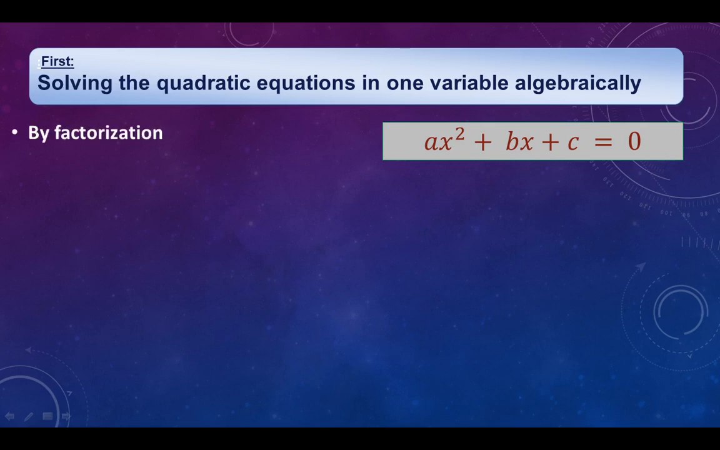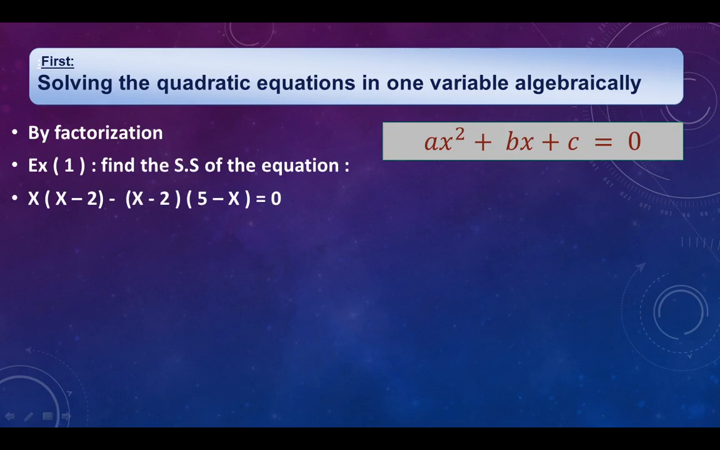First, we are going to solve the quadratic equation by factorization. Example 1: find the solution set of the equation x multiplied by x minus 2, minus x minus 2 multiplied by 5 minus x, equals 0. In our lessons, we are going to solve the main idea of the lesson together. Then we are going to solve it again by using the PowerPoint.